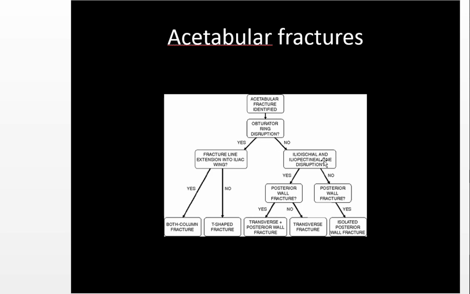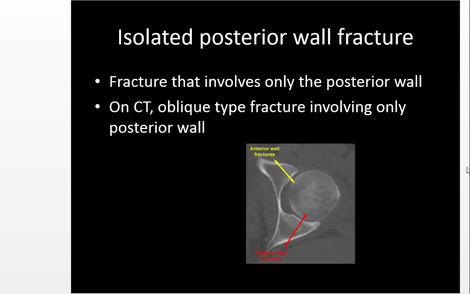The ilioischial and iliopectineal lines will be maintained, but there will simply be an isolated posterior wall fracture that you'll see on plain film and CT. On an axial CT view, if a fracture is going this way, that's an anterior wall fracture. There are, by the way, isolated anterior wall fractures.